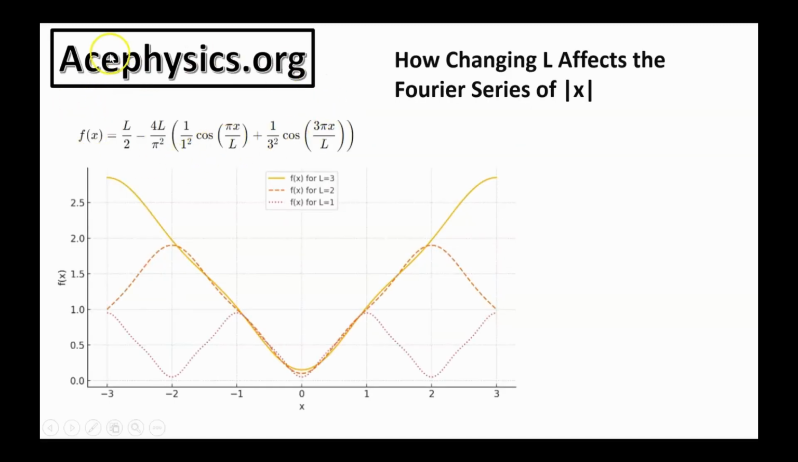This is a few terms in the Fourier series of the absolute value of x. On this slide, I've plotted this for different values of L. So for example, if I plotted L equal to 3, then this solid line is the function, and this represents the absolute value of x between -3 and +3. When L is replaced with 2, it gives this function, this dotted line, which is the absolute value of x between -2 and +2, and when L is 1, you can see it's like that. L is the domain of the function that you are replicating with the Fourier series.